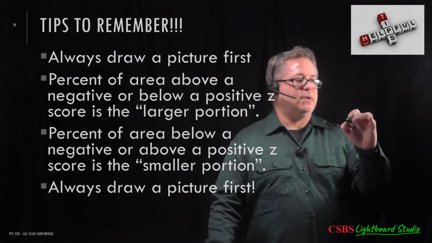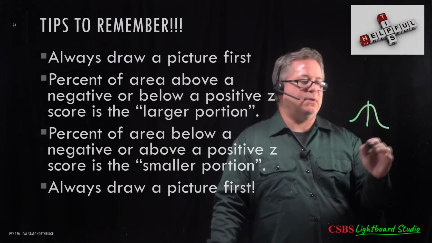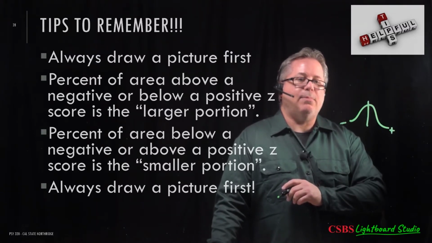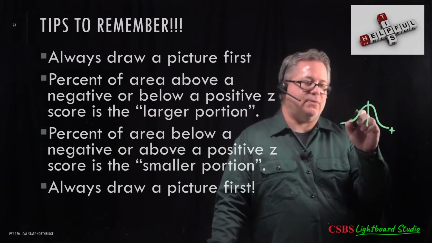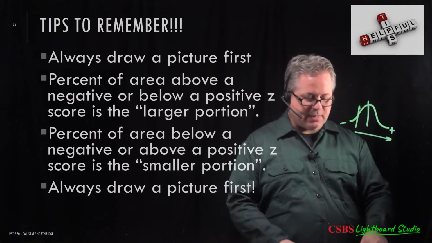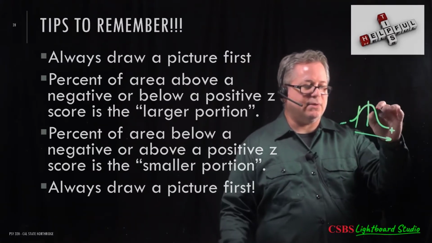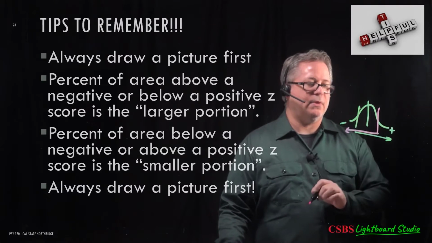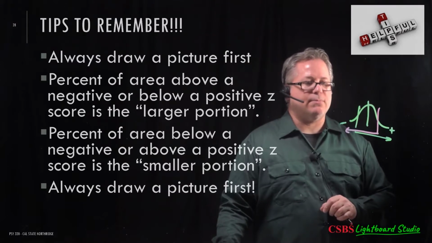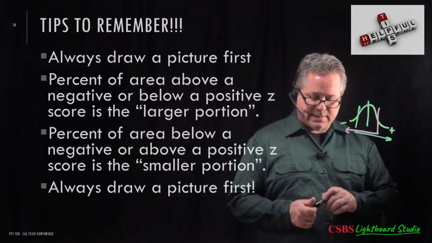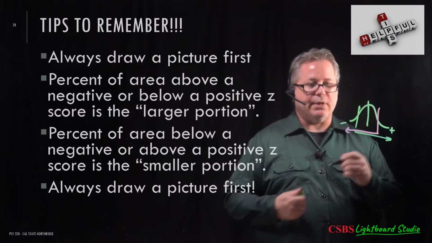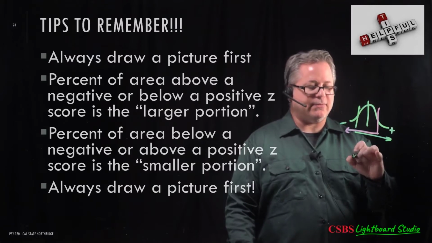All right, so if I'm drawing this out, here's the positive side, here's the negative side. This says the percent of area above a negative or below a positive. So above is the same thing as anything here and below. So the area above a negative or below a positive is the larger portion. And the flip side of that, I'll just draw it again, is the percent of area below a negative and above a positive, which is going to be the smaller portion.